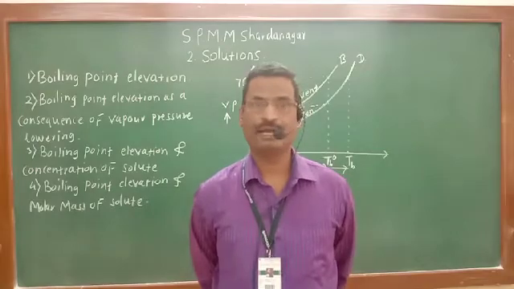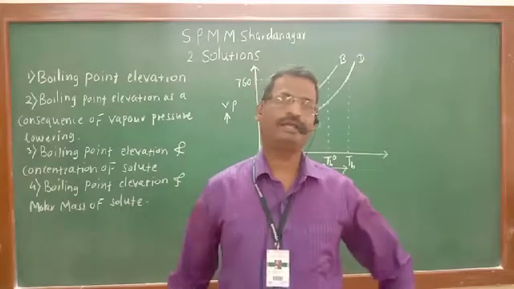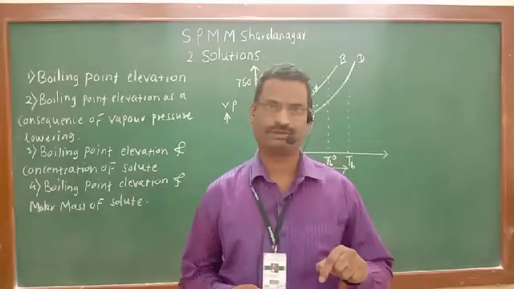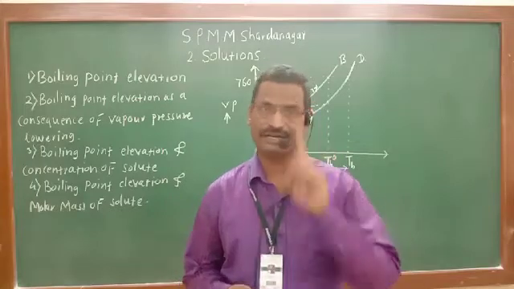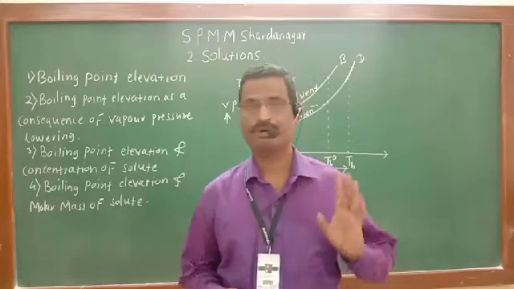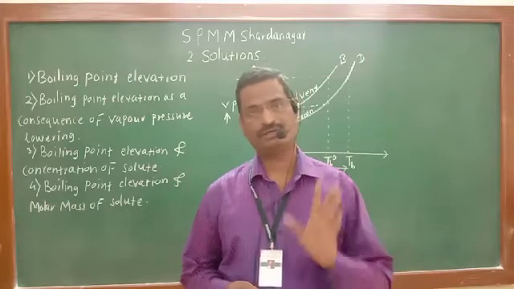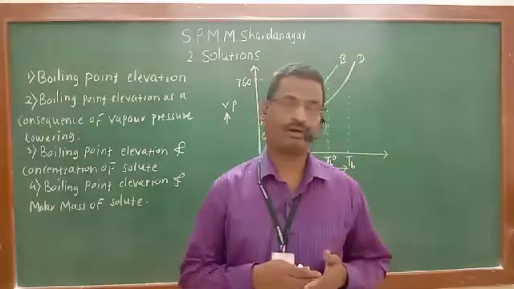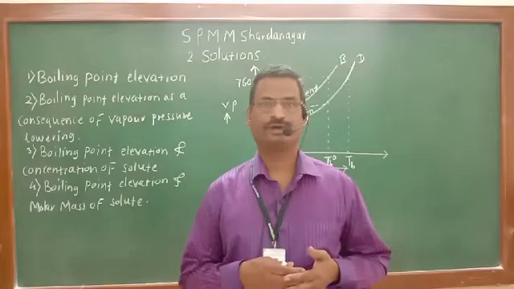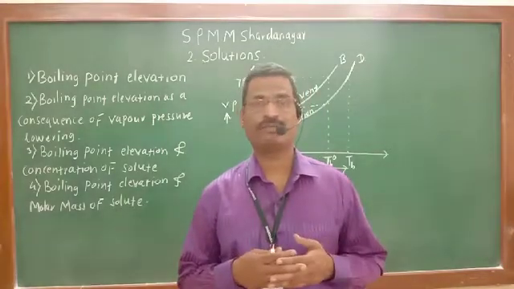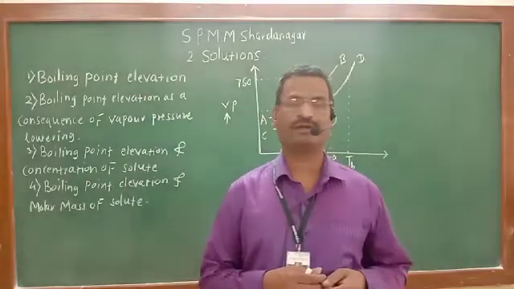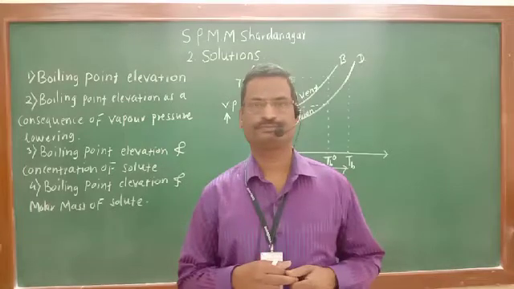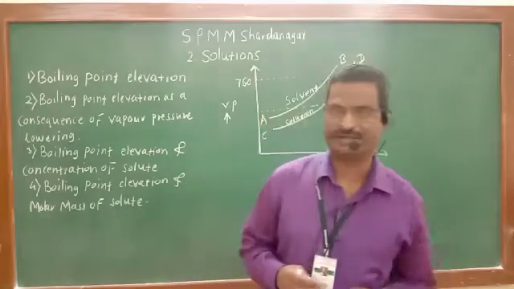It means that whenever a non-volatile, non-electrolyte solute is added to the solvent forming a solution, the vapor pressure of the solution decreases compared to the pure solvent, and that is known as vapor pressure lowering. Using Raoult's law, we also studied how the molar mass of a non-volatile, non-electrolyte solute is calculated. That is the account of the last lecture.